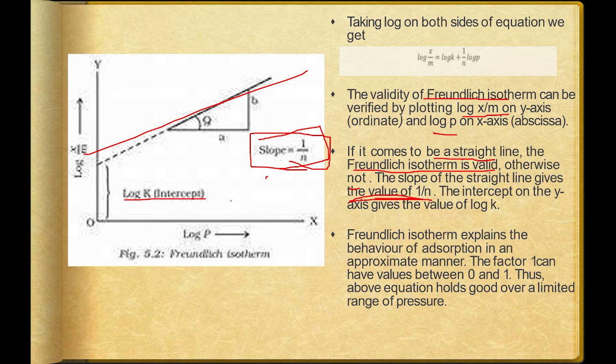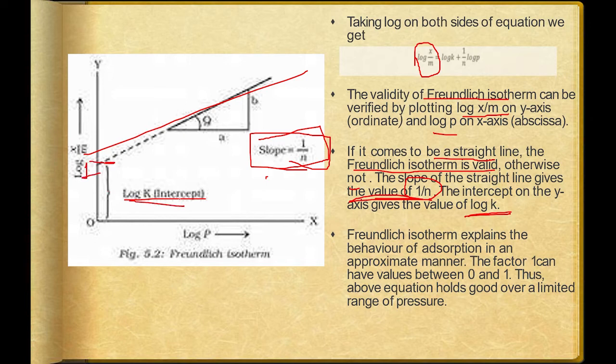When you take out the slope, you get the value of 1 by n, or you can say that 1 by n here is the slope. The intercept on the axis gives you the value of log k. Okay, now how can we take out this part and then take the antilog and find x by m if we want to? If you have got the graph, now the intercept here suppose is 1, for example.